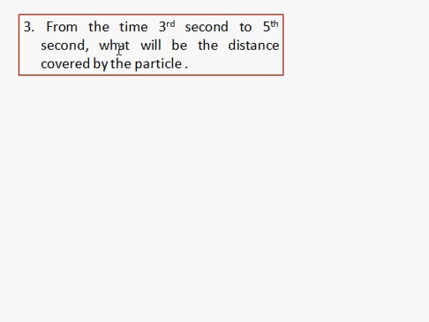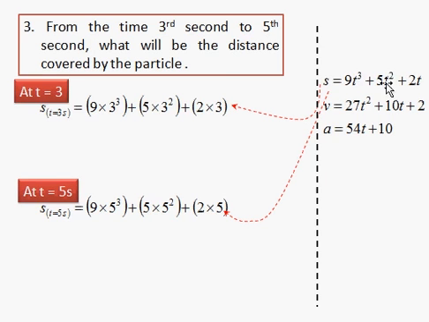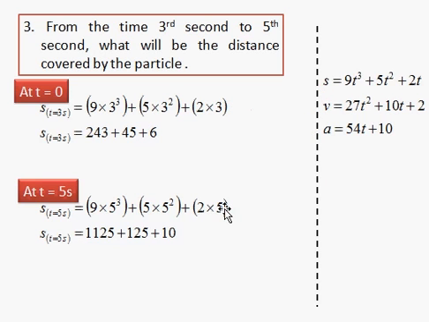From the 3rd second to the 5th second, what will be the distance covered by the particle? Okay, let's first calculate the distance covered by the particle when the time is 3 seconds, and the distance covered by the particle when the time is 5 seconds. Since the question is all about distance, let us utilize the equation which is meant for distance. Introducing this distance equation here, and substituting 3 in place of time, we get this equation. Similarly, introducing 5 in place of t, we get this equation like this.